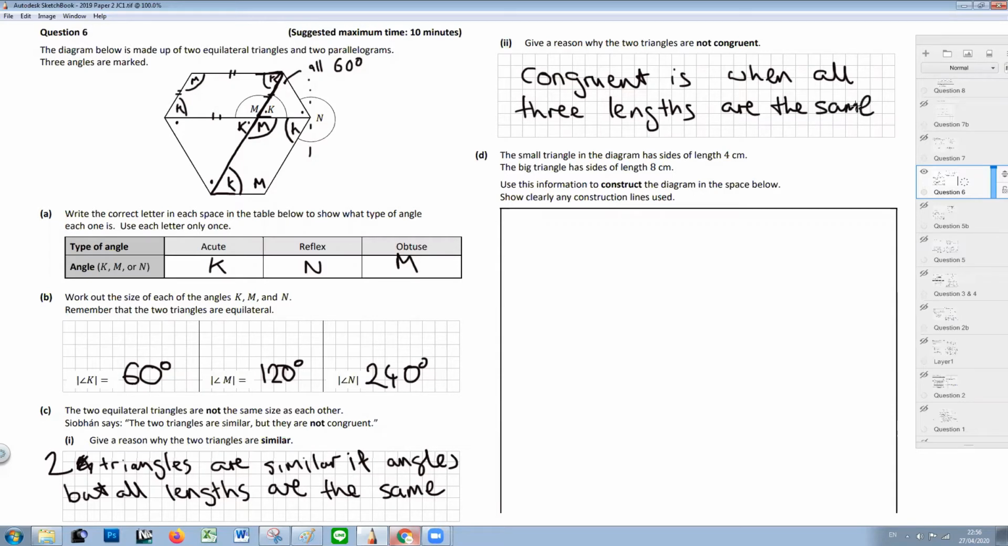Okay. Then it says the small triangle in the diagram has a length of 4 centimeters. The big triangle has a length of 8 centimeters. Use this information to construct the diagram in the space below. Show clearly any construction lines used. So obviously I don't have a protractor, I don't have a ruler. You should do this in the exam, but I'm going to show you how it would be done. So I'm going to pick this point, and I'm just going to start it here. Now, in the exam, from here I would draw a straight line through. Just dash that in for now.